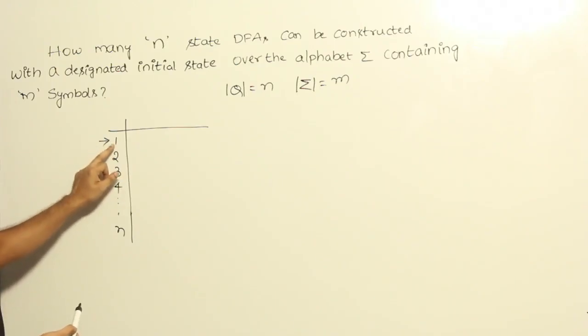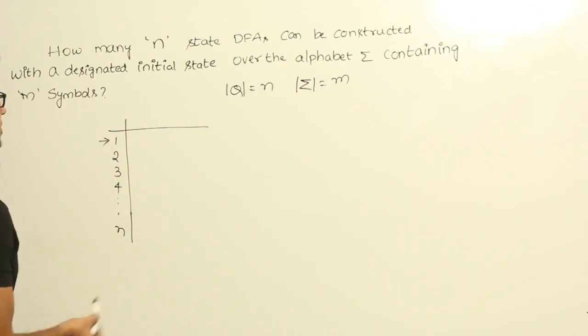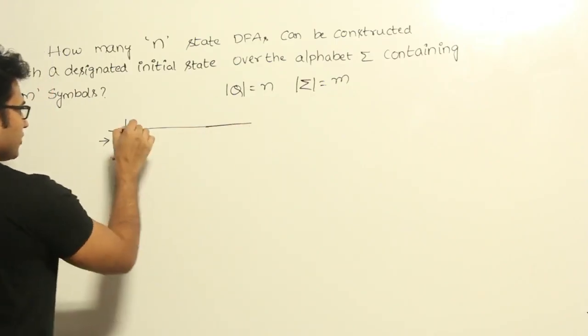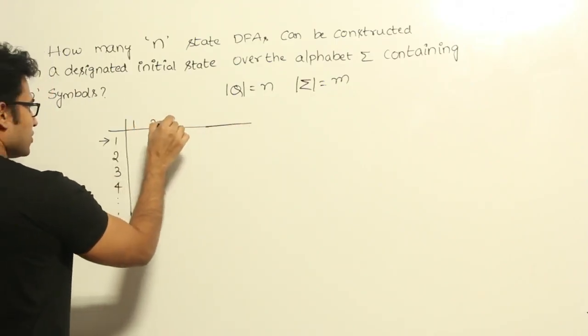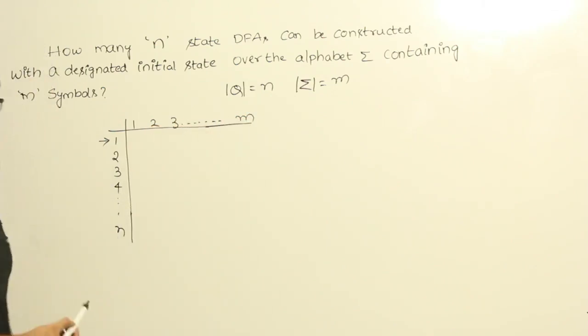Let us say state number 1 is the initial state. I am not going to change it throughout my explanation, right? And the next one is sigma, containing m symbols. Therefore symbol 1, symbol 2, symbol 3, and so on, m symbols are here. Now this is the outline.